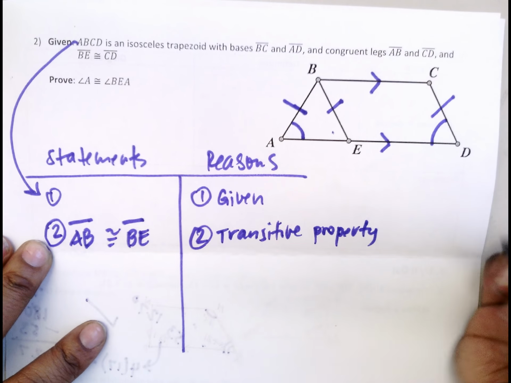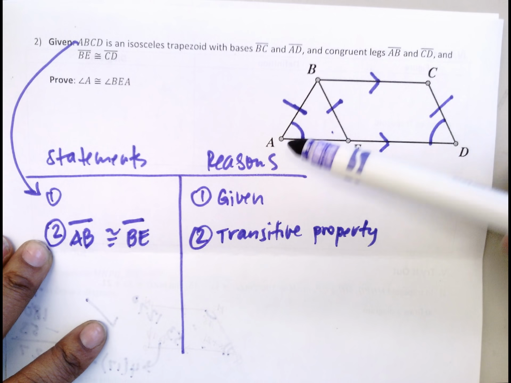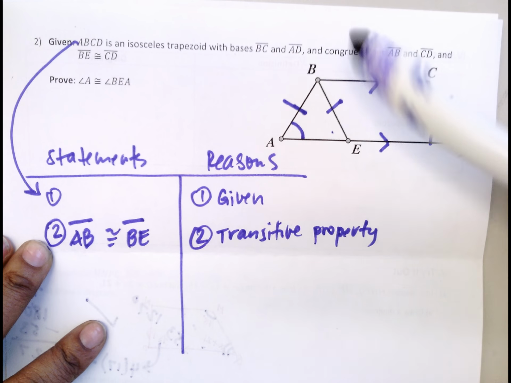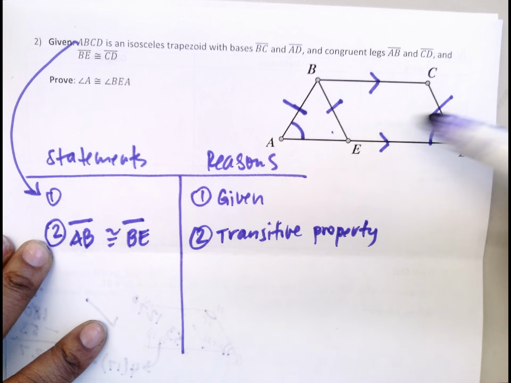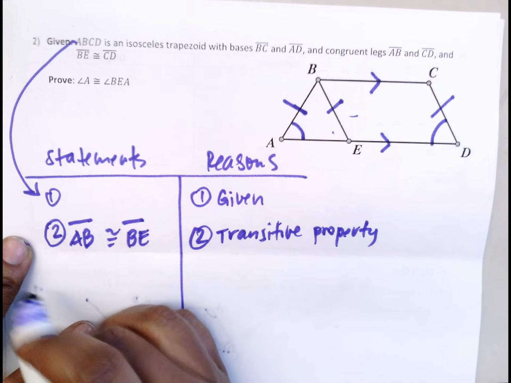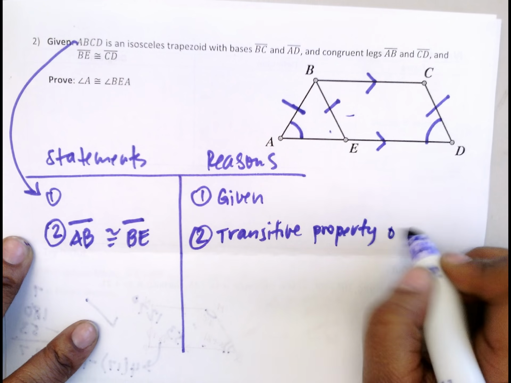The transitive property of congruence is more complicated than it sounds. Essentially, it tells us that if AB is congruent to CD and BE is congruent to CD, then AB is congruent to BE. If these two are congruent and these two are congruent, then these two are congruent, is basically what it states, okay? Transitive property of congruence.